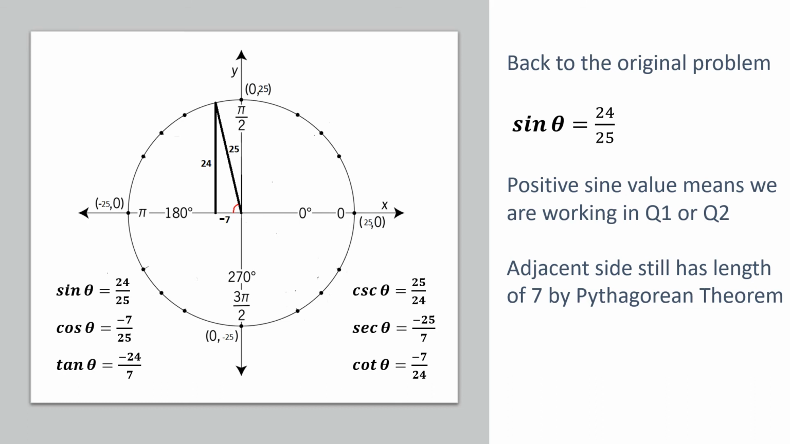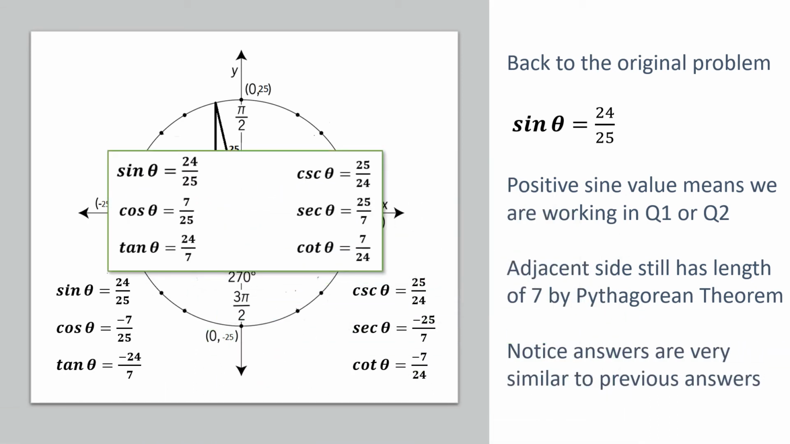And so from here we can figure out all the same values, and you'll notice that these are very similar to the values that we got before. The green boxes are the first answers we got, and down at the bottom here are the second answers we got with the negative values. So they're very similar, it's the same numbers, just some are negative and some are positive.